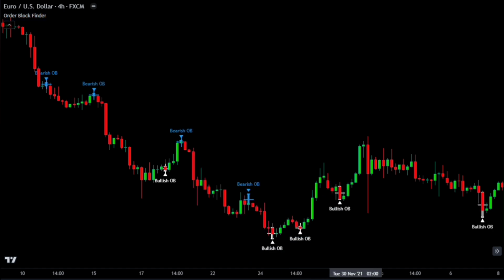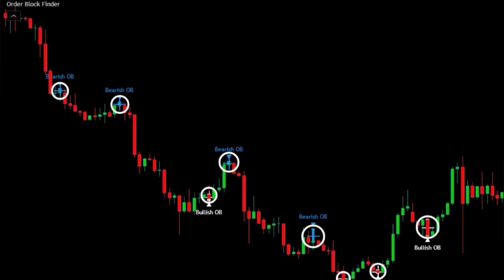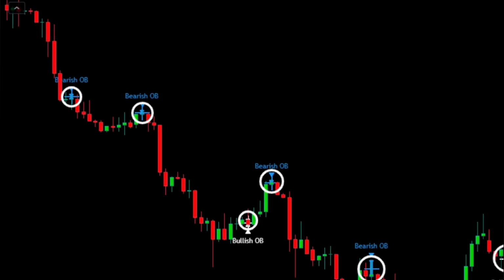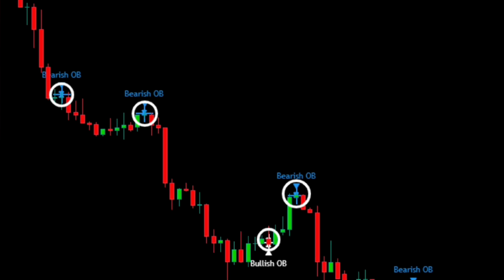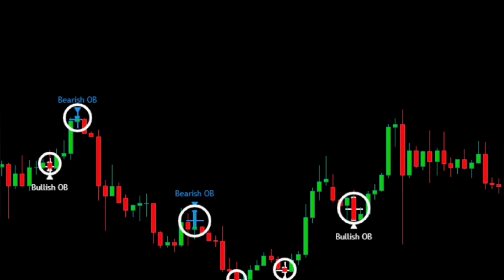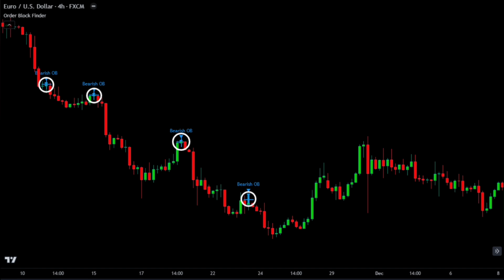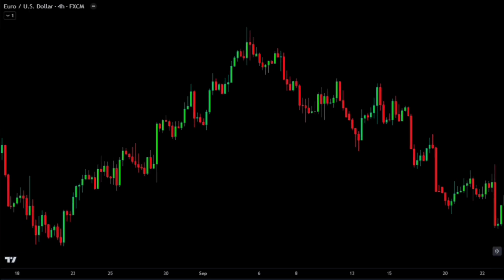This tool helps us identify potential support and resistance areas on price charts. It's based on the idea that big institutional traders often leave order blocks or liquidity pools at certain price levels. The indicator marks these levels on the chart, making it easier for us to spot areas where price might reverse or consolidate. For long trades, we focus on bullish order block signals, and for short trades, we look for bearish order blocks. Now, let's move on to the second indicator.